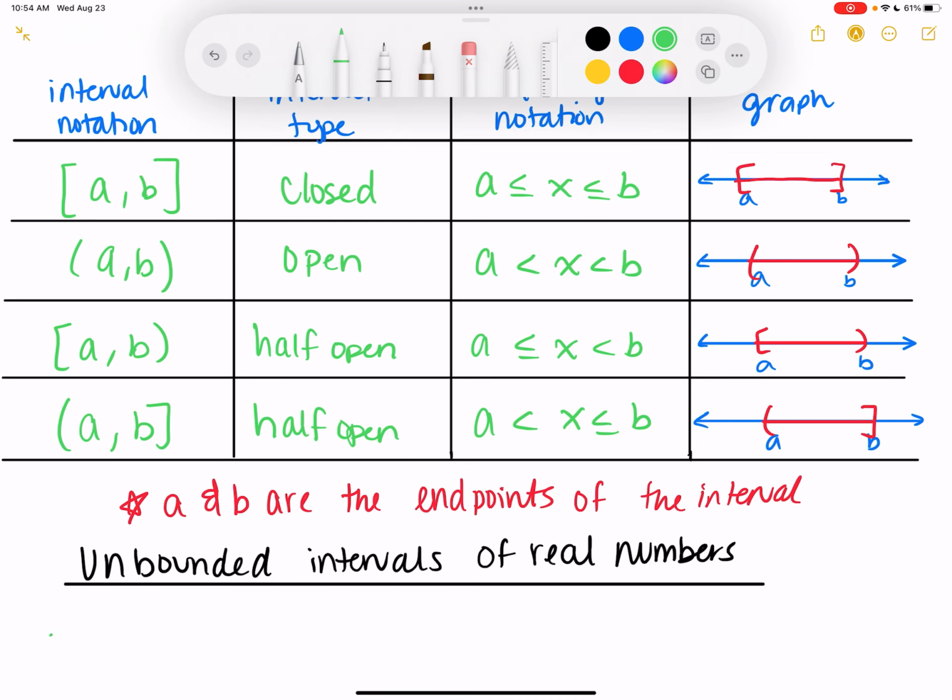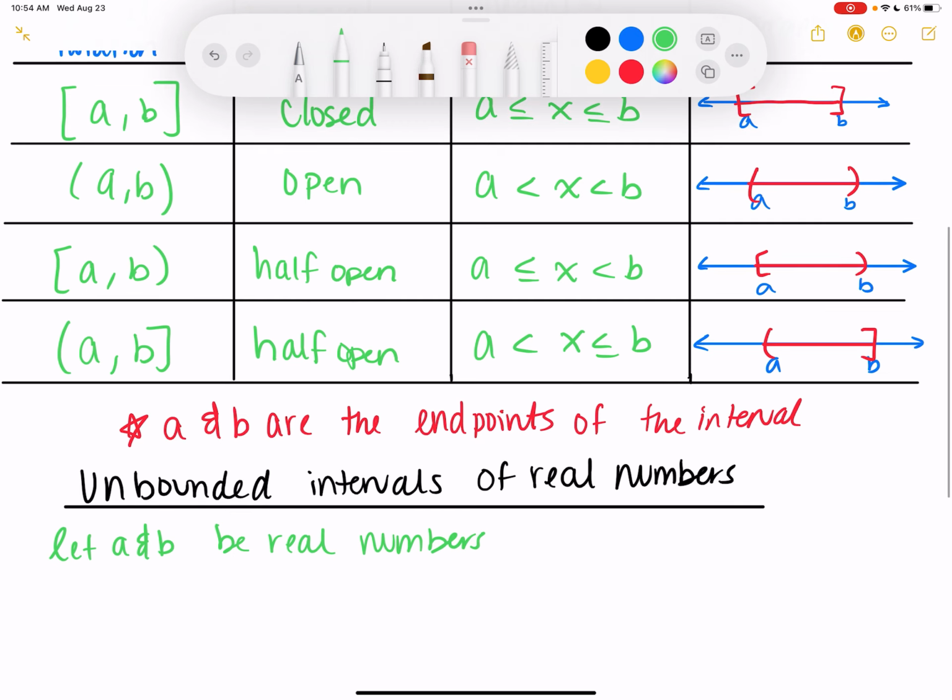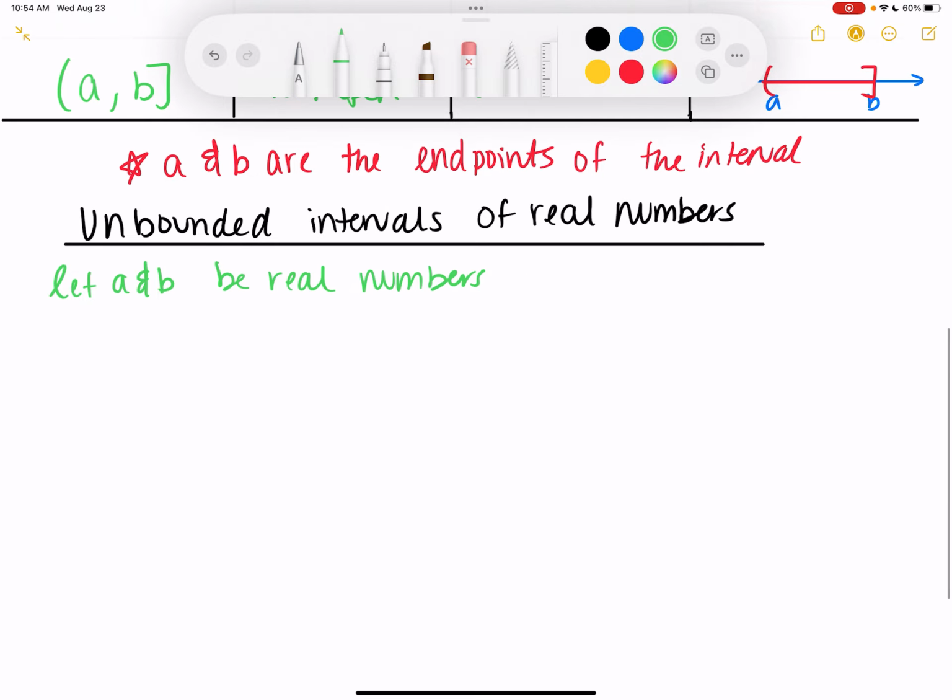So again, let A and B be real numbers. Are you all good with this chart up here? I can slide it up. Okay. So same thing. We're going to have the same categories and the same number of rows and columns.